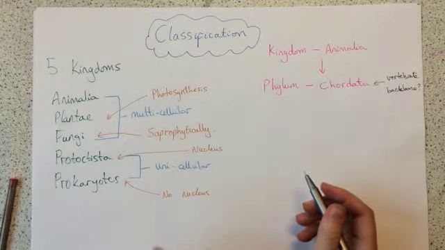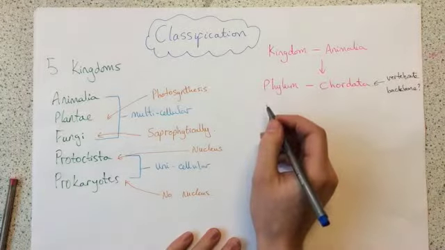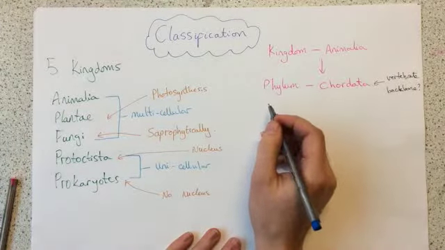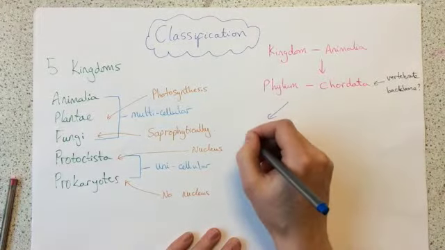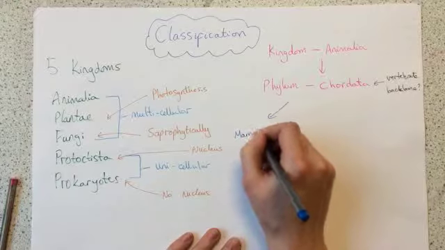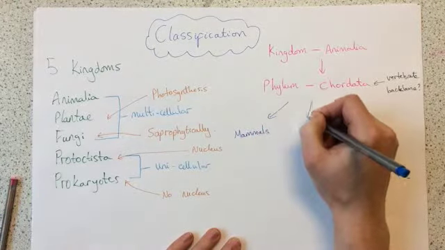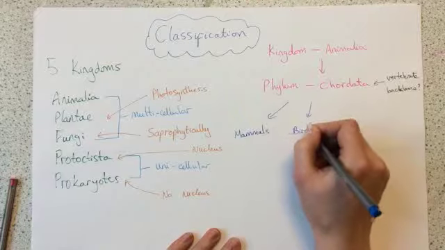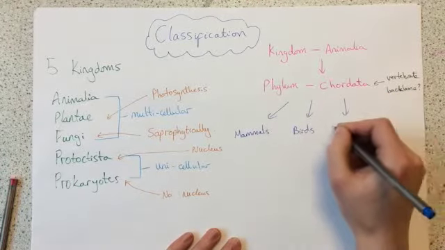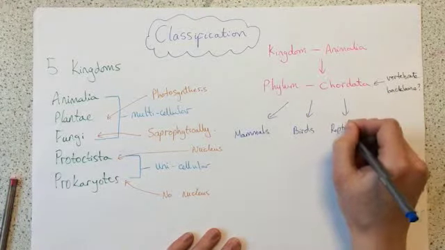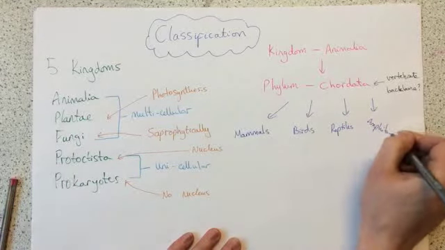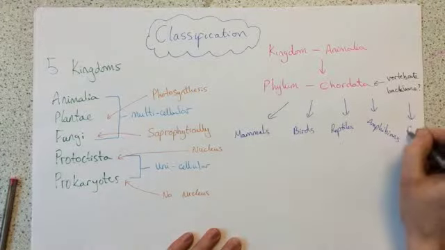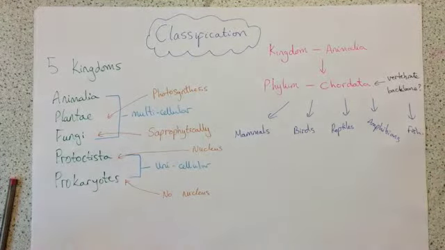Now, there are 5 different groups, classes, which have a backbone. Let's look at those now. So we have mammals, birds, reptiles, amphibians, and fish. Okay, now let's see the differences between these.